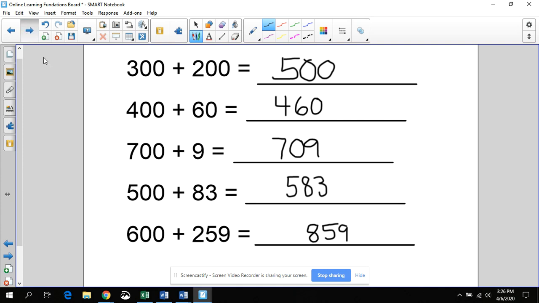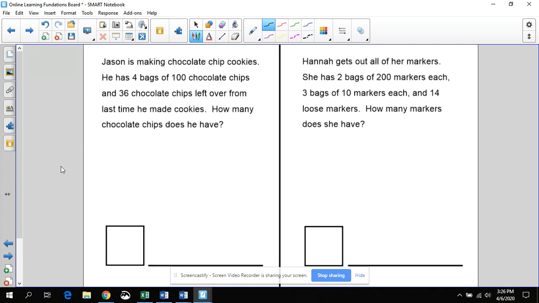On your second page, you're going to see problems that look like this. They're going to ask you for a total amount after they give you different amounts of things. So for this first one, Jason is making chocolate chip cookies. He has 4 bags of 100 chocolate chips and 36 chocolate chips left over from last time he made cookies. How many chocolate chips does he have? So it's going to want you to draw a picture.